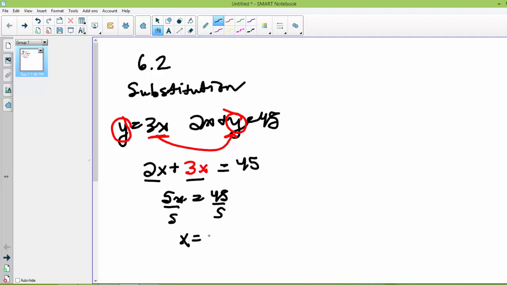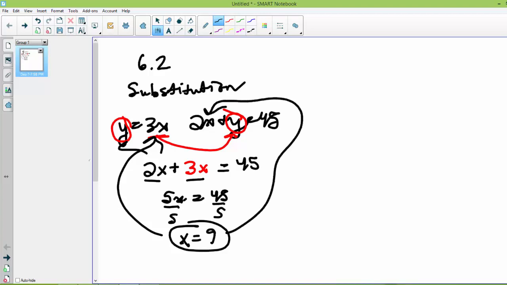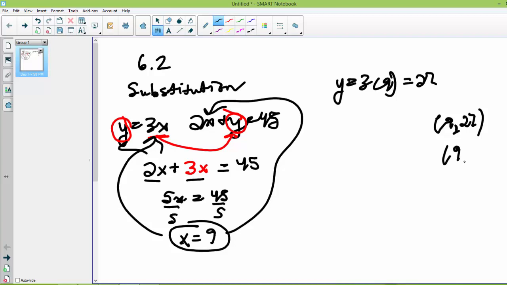So x equals 9. Now, our solution is an ordered pair because we're looking for where these two lines cross each other. You could either plug 9 into this x, or you could plug 9 into this x, and you'll get the same solution if you did it correctly. So y equals 3 times 9, so that is 27. So our ordered pair is 9, comma, 27, if you can read that. That is saying 9, comma, 27.